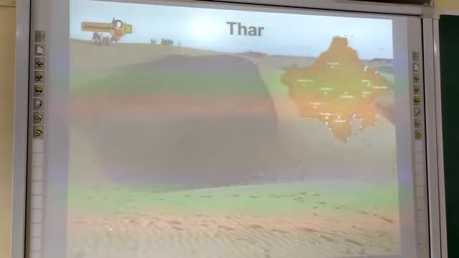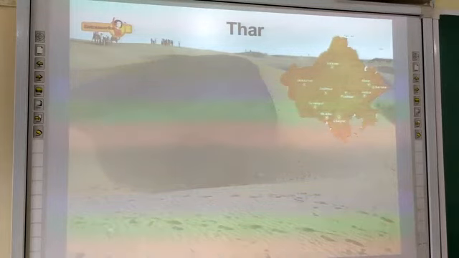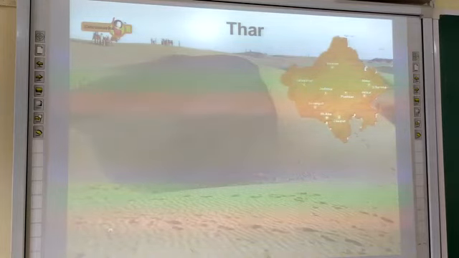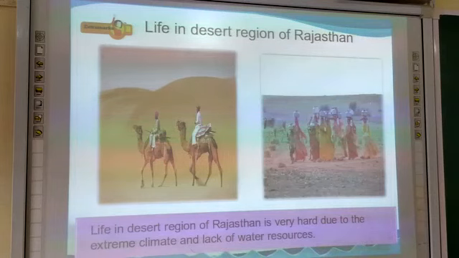The Thar is a world of its own, an unending ocean of sand dotted with dunes and shrubs with its own distinctive wildlife. Life in desert region of Rajasthan is very hard due to the extreme climate and lack of water resources.